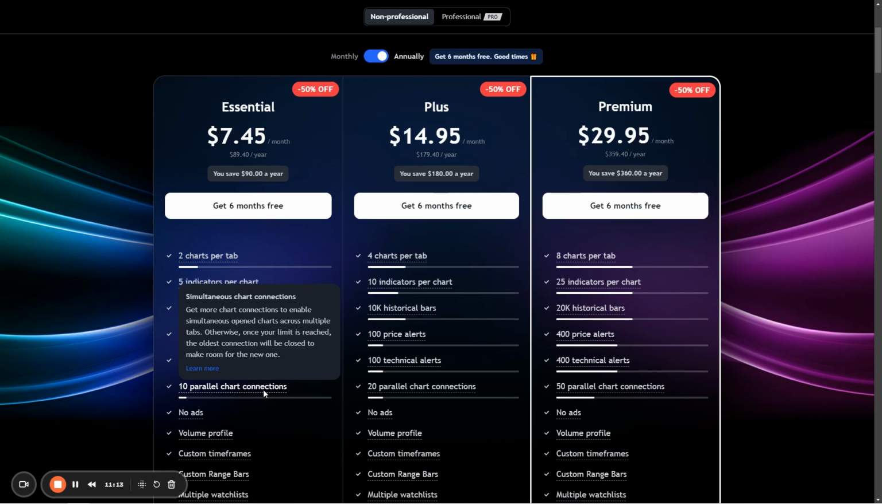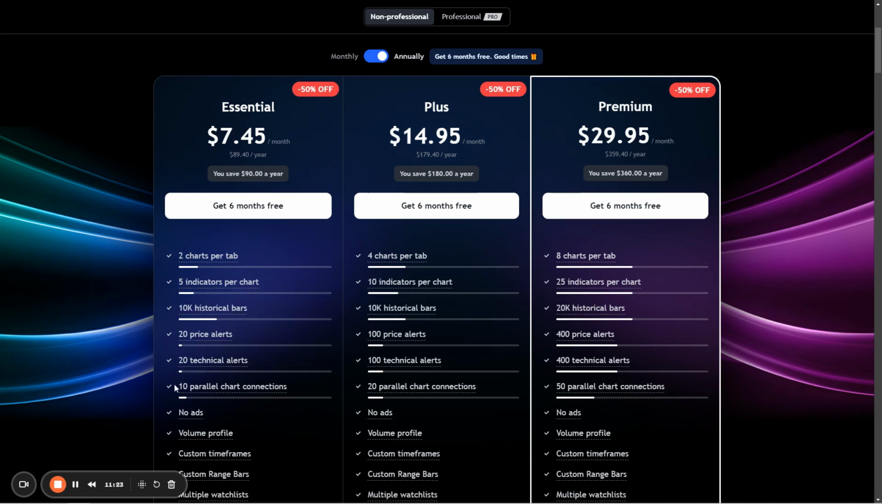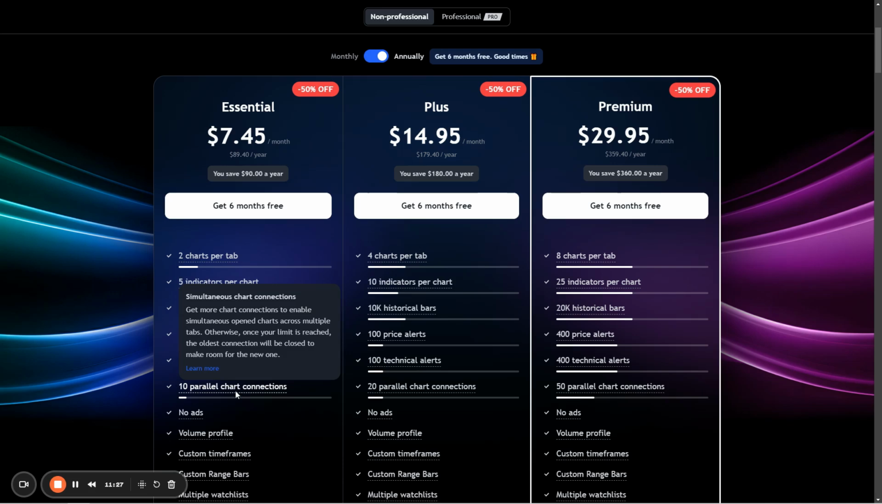Now when you go over to here to 10 parallel chart connections, get more chart connections to enable simultaneously open charts across multiple tabs. It just basically means that you can have all these different tabs open for TradingView and they will all be linked together. So you can be backtesting on some of them and they'll be linked, and all your price alerts will be linked, so they'll go off on every single tab, for example. That's probably a much better explanation of it. That really doesn't bother me whatsoever, and I've never taken advantage of that feature in my life.